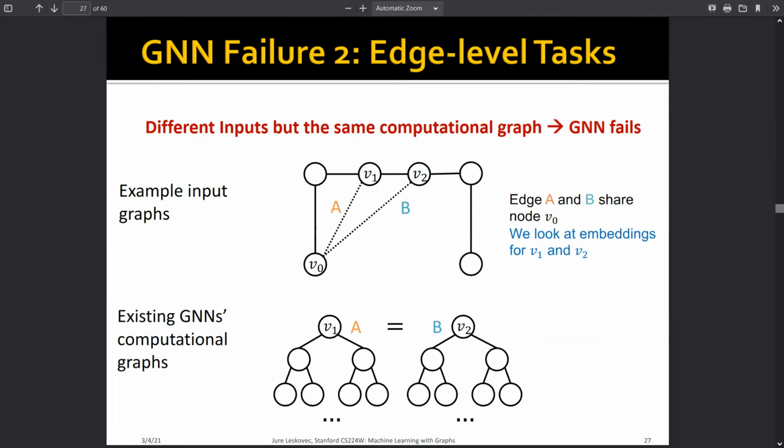So V1 and V2 have both A and B share the node V0 left to the embeddings of V1 and V2. Okay, this, I don't understand this. So what is this dotted line?